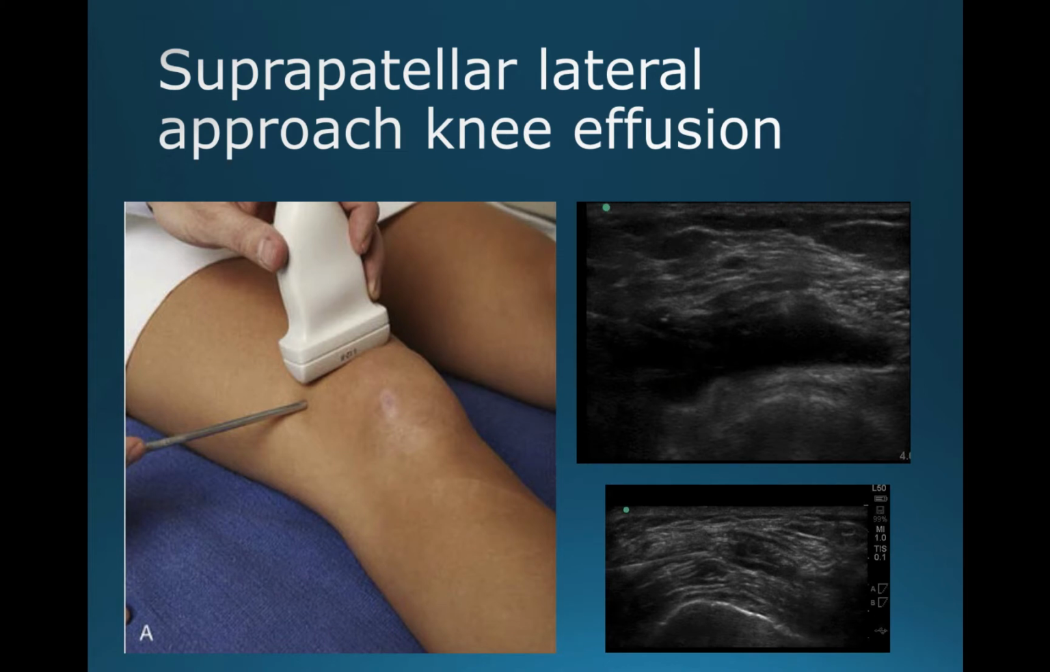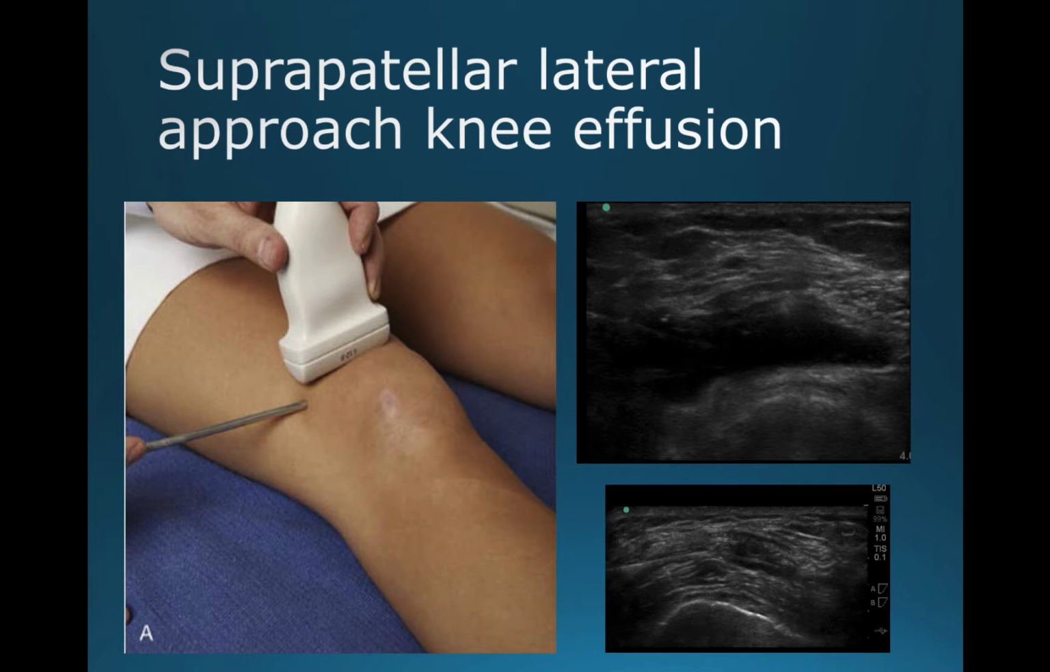Here's how I do almost 99% of my knee effusion aspirations. I usually use the suprapatellar lateral approach. The suprapatellar lateral approach is the easiest approach in my opinion to do. Most commonly, the fluid will pool more laterally, and a slight bit of external rotation of the hip or the knee will help this as well.